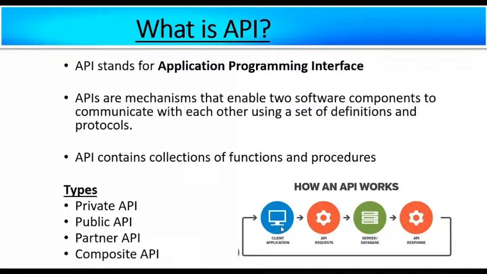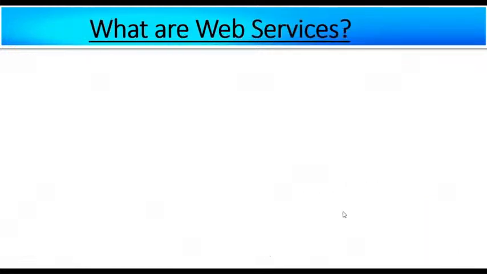So a composite API is nothing but a combination of APIs. It can be a private API plus a public API, or it can be a public API plus a partner API. So it is a combination of two APIs. So that's all about the API.